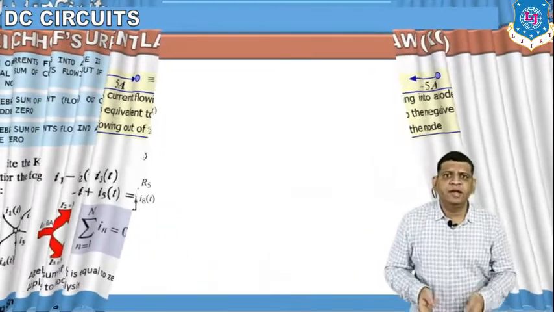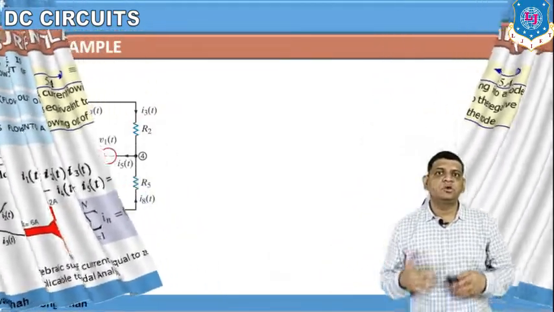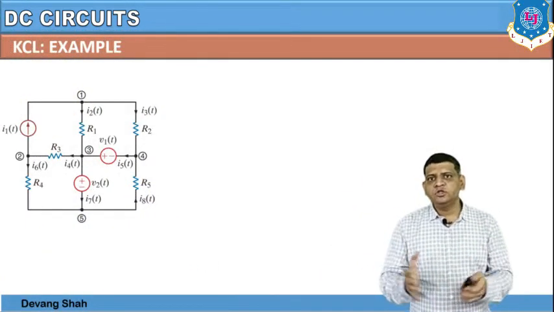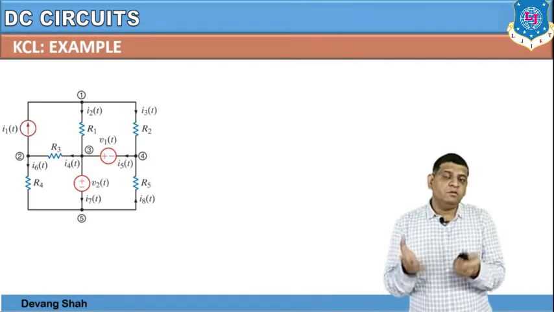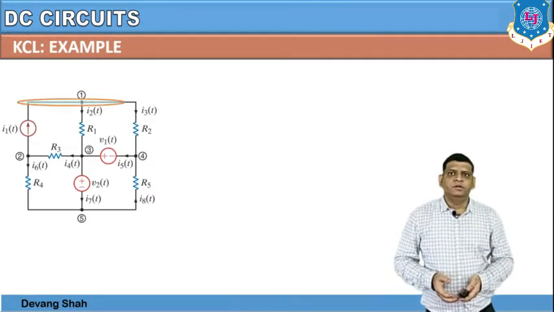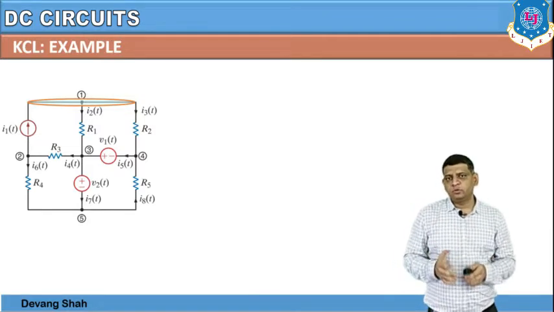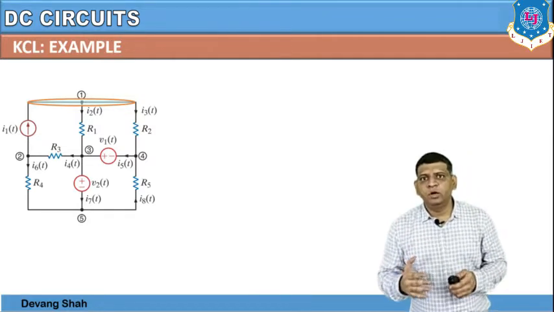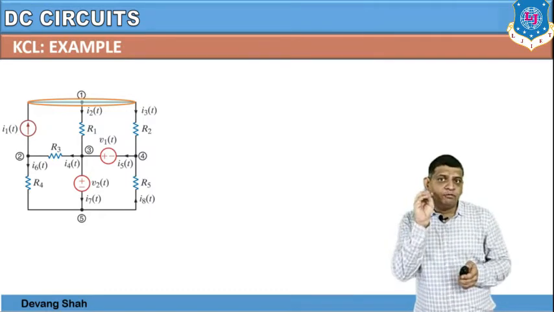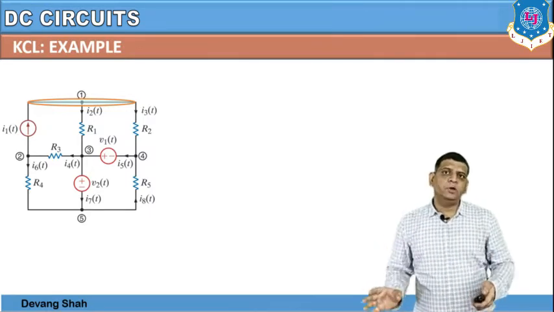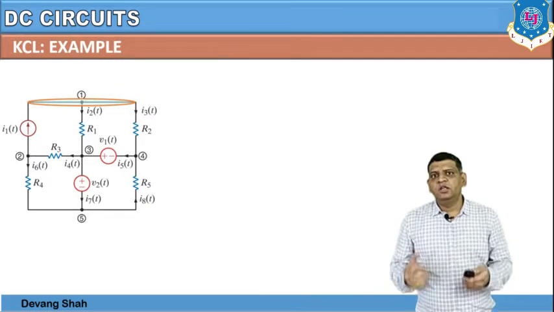So let's define one example based on Kirchhoff current law, where your first job is to identify nodes. So can you identify how many nodes here? Yes, this is node number 1, node number 2, node number 3, and node number 5. So in total here you can find 1, 2, 3, 4 and 5. So total 5 nodes. Now for each particular node we have to write a Kirchhoff current law.